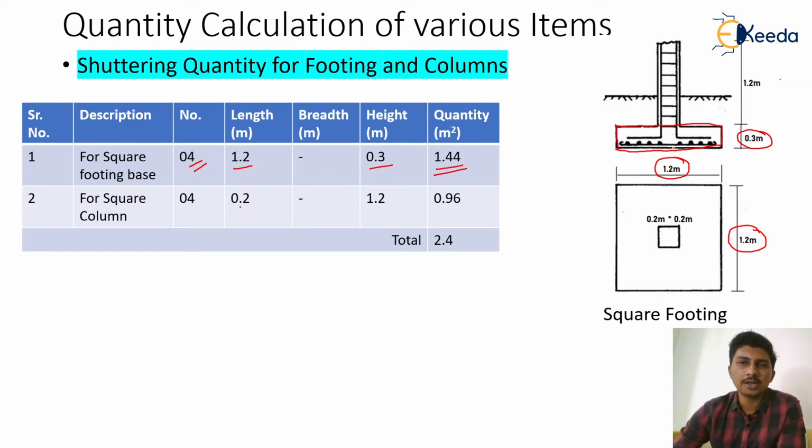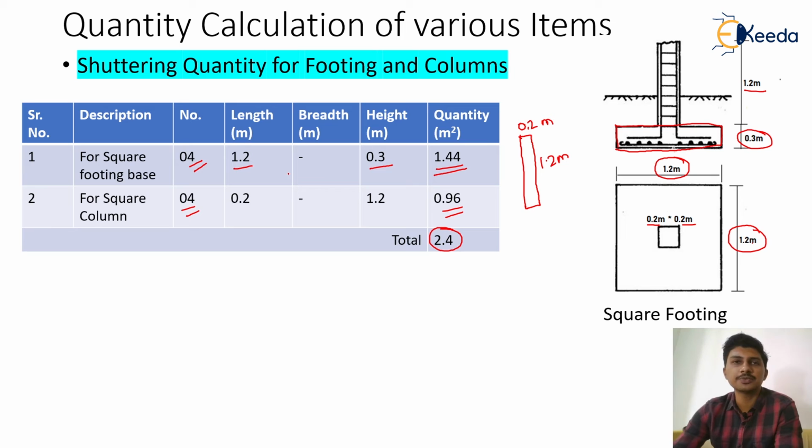Then for the column, we have the dimension of the column as 0.2 by 0.2. So I just need to consider only one face. The dimension is 0.2, and the total height of the column is given to be 1.2 meter. The multiplication of them will give me one face of the column. There are four faces of the column, so the quantity comes out to be 0.96, and the total area that I am covering is the summation of these two, that is 2.4 meter square.